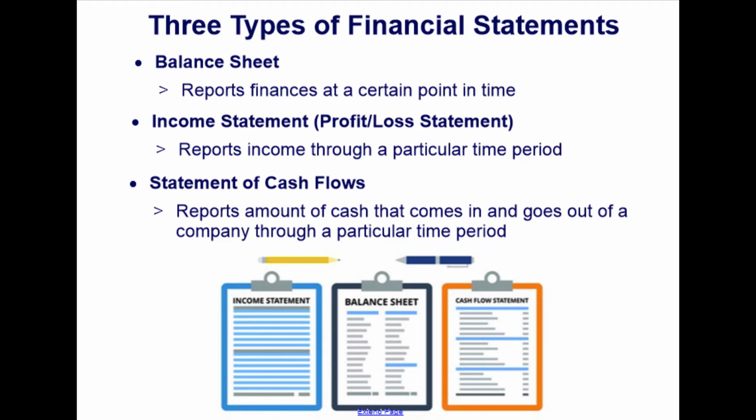Three types of financial statements. Balance sheet reports finances at a certain point in time. Income statement, or profit/loss statement, reports income through a particular time period. Statement of cash flows reports the amount of cash that comes in and goes out of a company through a particular time period.